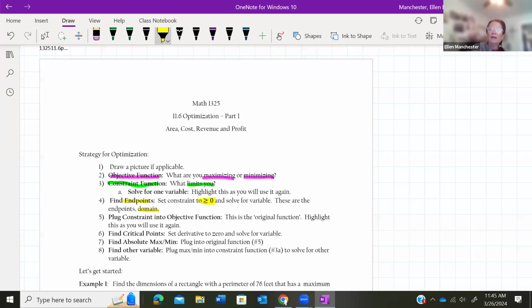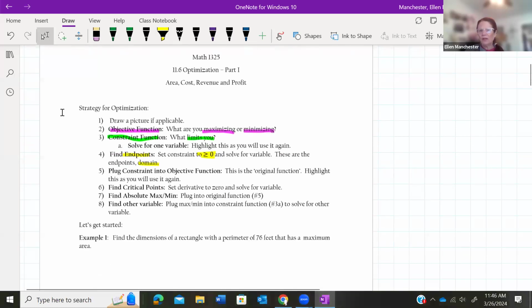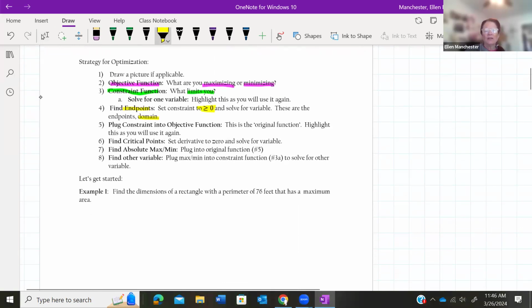From that point on, once you plug your constraint into your objective in step 5, it's exactly what we just did. It's finding the absolute max or absolute min. Find your critical points, evaluate, and then see what your other variable is. It looks like there's a lot going on, but if you know why you're doing what you're doing, it helps a ton.